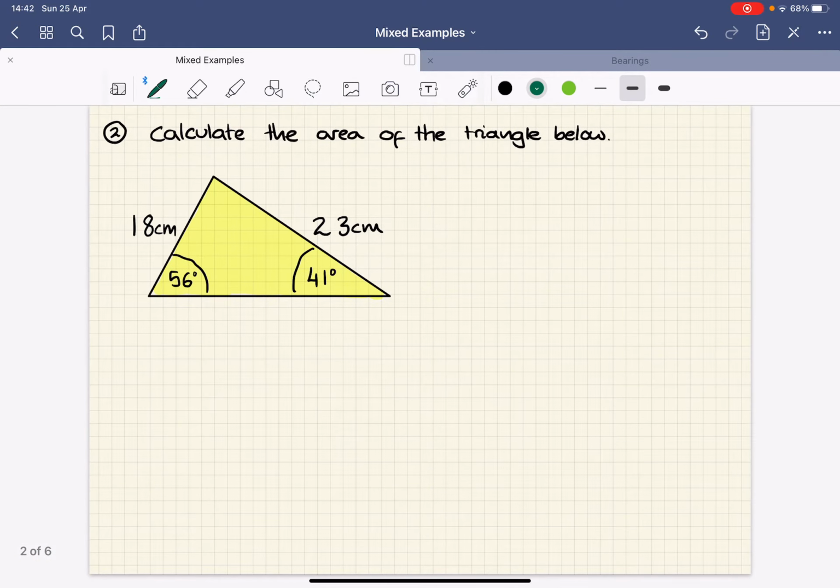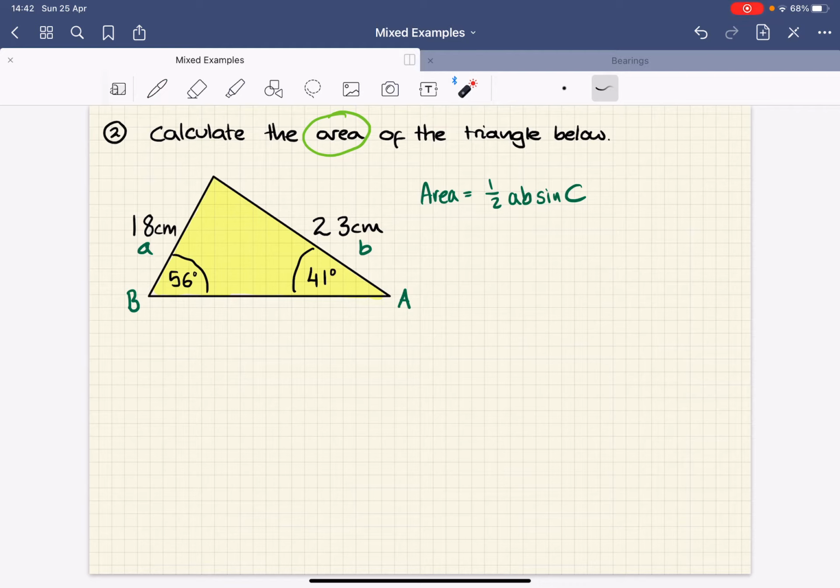Okay, so next one then, I've got calculate the area of the triangle below. The fact it says that word area there means that we're going to be dealing with our area of a triangle formula. So area equals a half AB sine C. So the 18 and the 23, they have to be my AB because those are the sides that I'm given. So that's A and that's B. So that's going to make this capital A and this capital B. But in my formula, I want my capital C. And that's going to be up here. So I need to figure out what this angle in here is going to be.